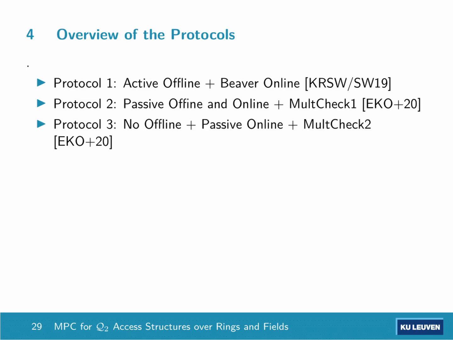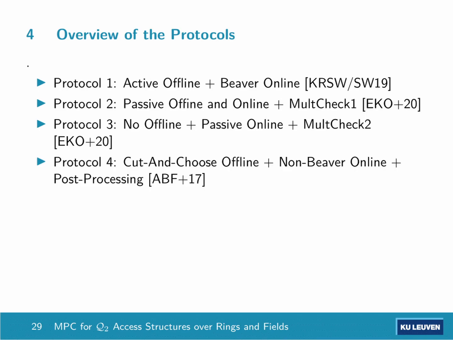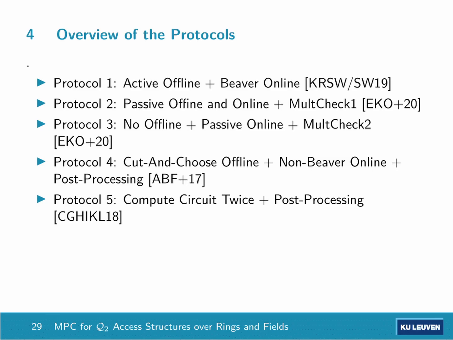Directly analogous to this is Protocol 3, using a slight variation of our earlier mulcheck 1. See the paper for details. However, this protocol has no need for an offline phase, so no pre-processing is done for this protocol. As described, Protocol 4 is the ABF 17 style protocol using the cut and choose technique in the offline phase, followed by a non-Beaver online and post-processing. And lastly, we have Protocol 5, which uses the compute twice technique as coined by Yehuda et al. This has no offline phase and uses double sharings, followed by a post-processing check. This particular protocol is extensively described in the paper because it turns out to be very interesting from an efficiency perspective.